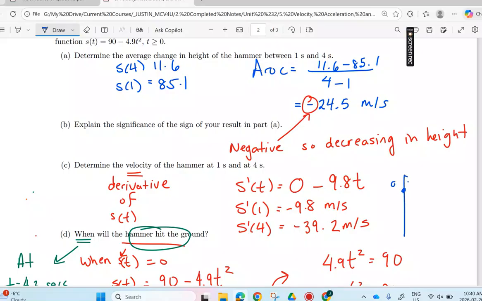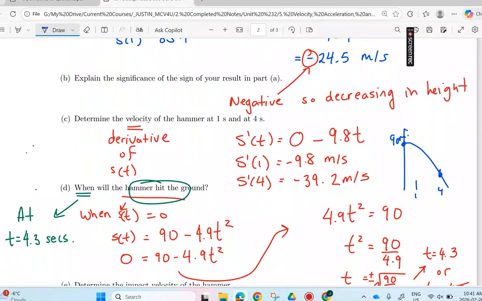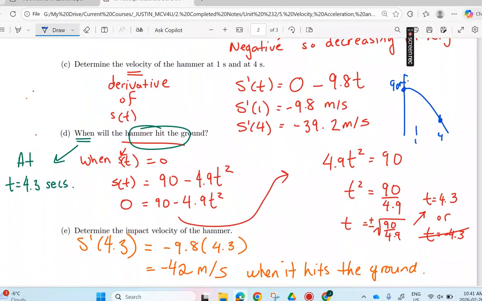so it starts at 90 meters high, right? 1 second and 4 seconds. At 4 seconds, it's obviously going to be traveling at a higher speed, okay? Due to something called gravity.